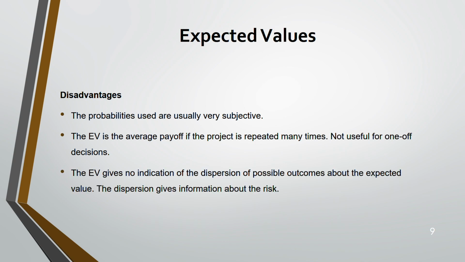And EV, since it's just a single figure, does not give you the dispersion of possible outcomes. Range of outcomes is not given. And it's unlikely that in reality you will arrive at one outcome only. You might get less than or more than that. Because when you know the dispersion, you know how risky it is. Through this, you will not be able to understand. Next, your actual outcomes might not be what that EV figure says.